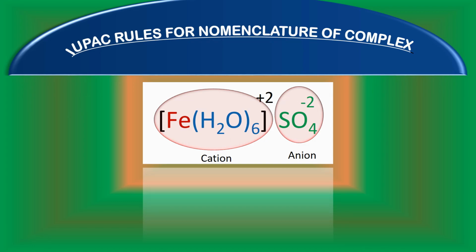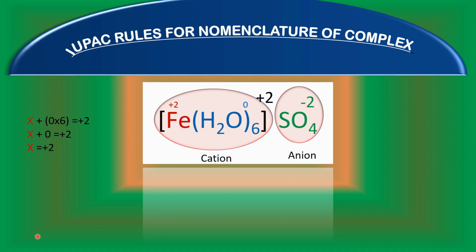Now let's apply these rules to name this complex. In this complex, ligand water is a neutral ligand, indicating the charge on water is 0. Now let's find the oxidation state of iron. Let's assume it is X. So place X plus 0, the oxidation state of water, multiplied by 6 as there are 6 water molecules, and equate them to +2 because the charge on this coordination sphere is +2. By solving it we get X = +2, which shows that the oxidation state of iron is +2.